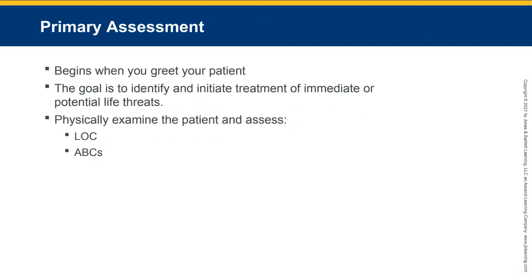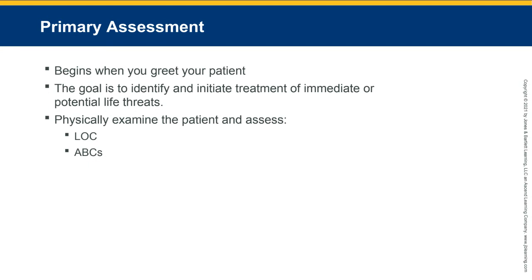Now, the next part of the patient assessment process is the primary assessment. It can also be referred to as the primary survey, depending on the type of text that you're using. So the primary assessment is a very important area in your assessment. This is where we make contact with the patient. This is where we will identify life threats.